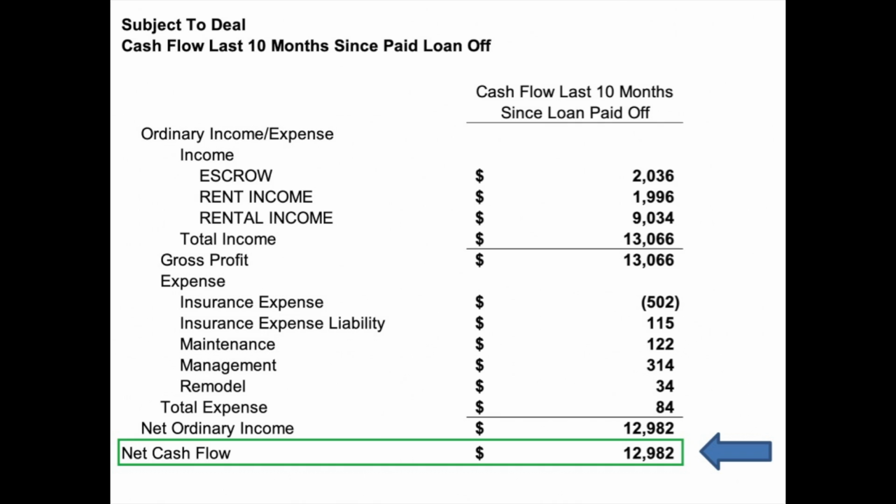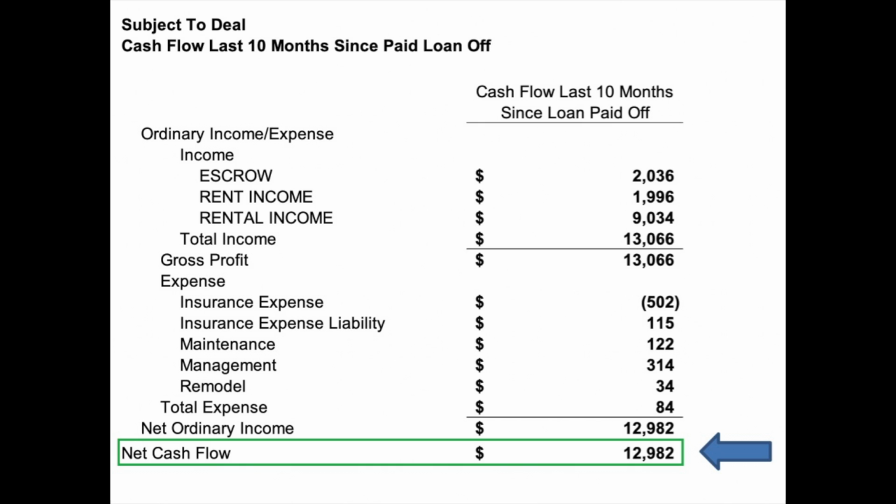Now first, I want to direct your attention to the slide here that shows the past 10.5 months cash flow. The reason for this is that I was able to pay this loan off last year. And I want to show you what can happen once you begin to get properties like this paid off. If you notice there, we brought in a little over $13,000 over the past 10.5 months.